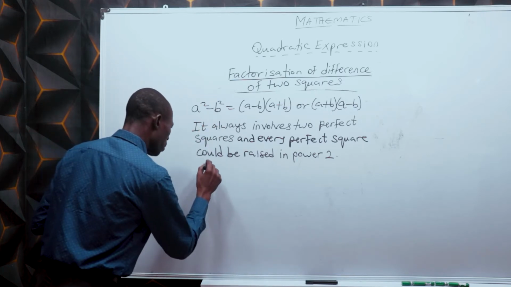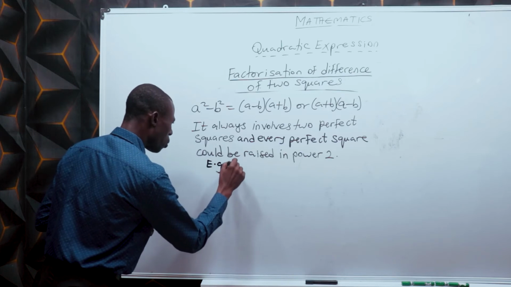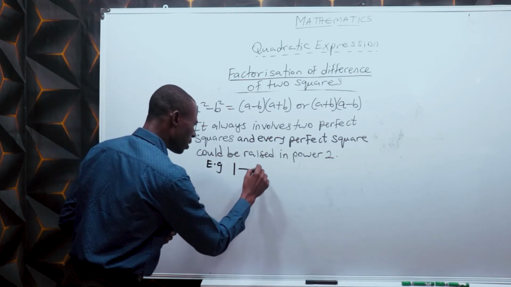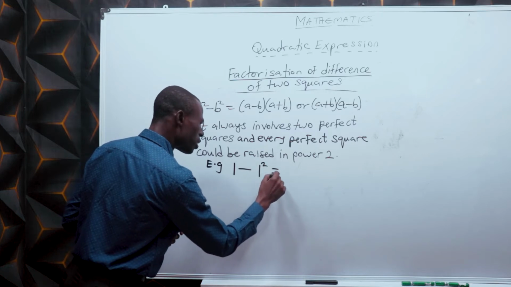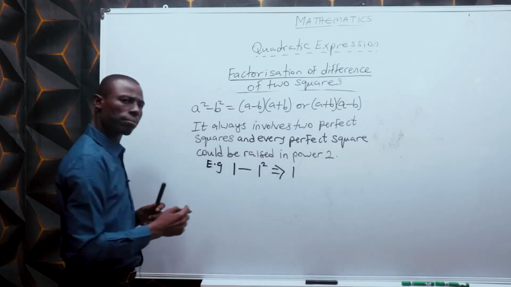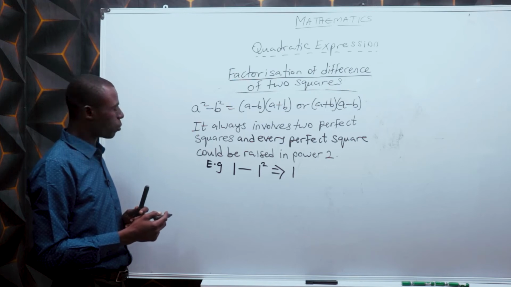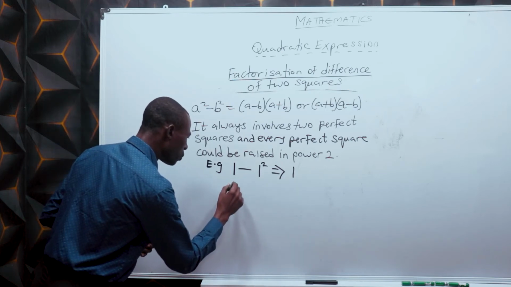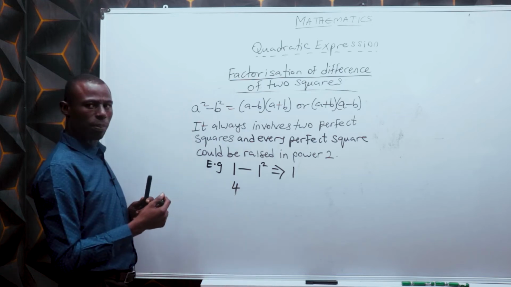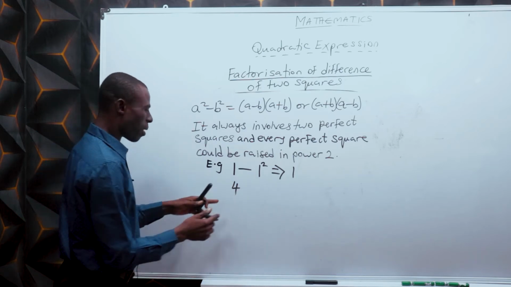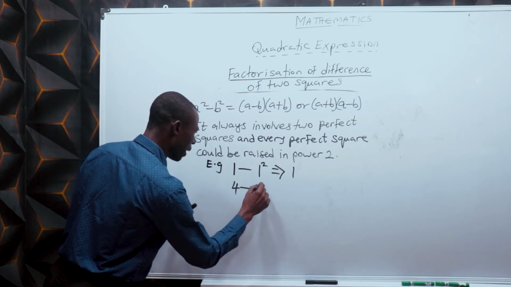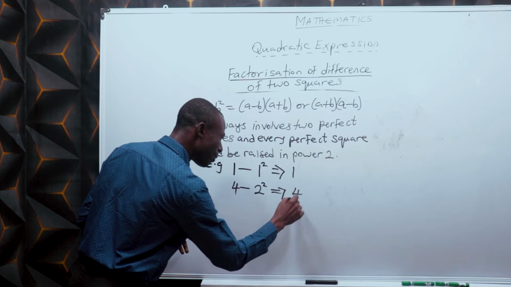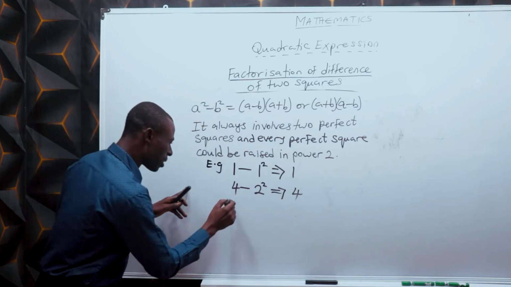For example, 1 is a perfect square. And it could be raised as 1 square, which will still be equal to 1. It will still maintain itself. It will not be disrupted. If you take 4 as a perfect square, 4 could be raised as 2 square. And don't forget, 2 square is always 4. Another perfect square is 9.